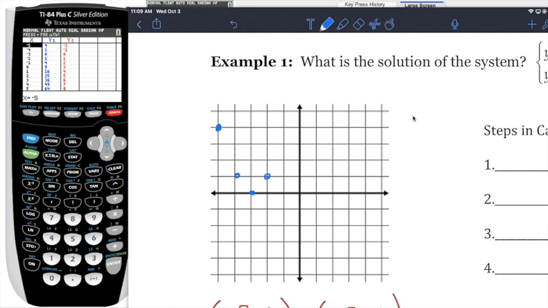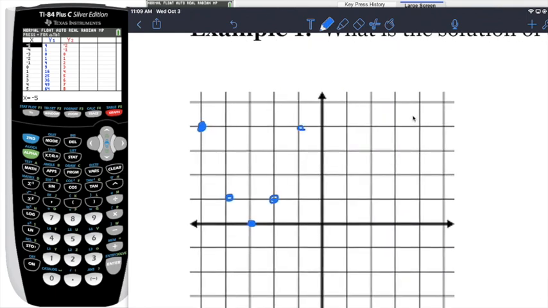-2, 1, and then back up there to -1, 4. Go ahead and plot those points there. And usually our teachers are looking for these bullet points, so make sure you make those big enough right there.